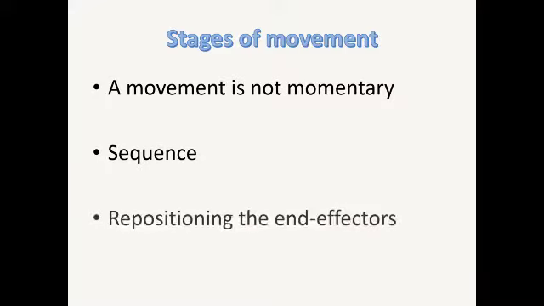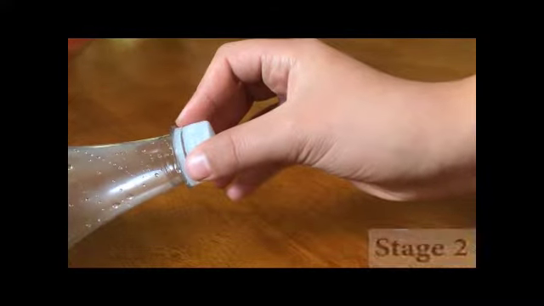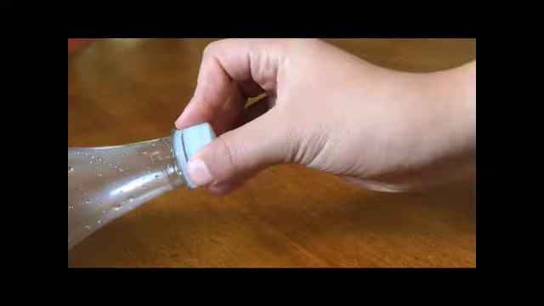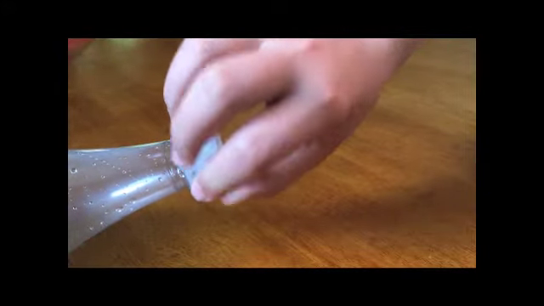But the movement is not momentary, it's a sequence. It's a sequence of repositioning the end effectors. For example, here, the fingers are the end effectors, and we can see the different stages of repositioning them in order to generate the movement that will open the bottle cap.